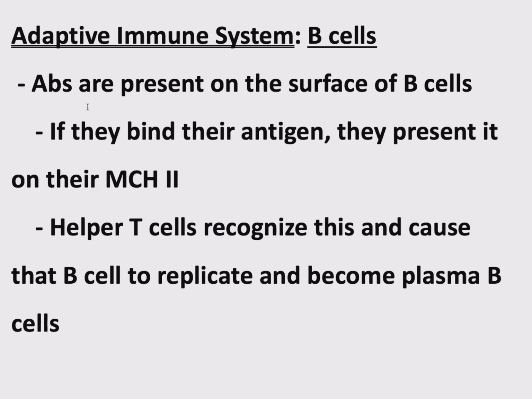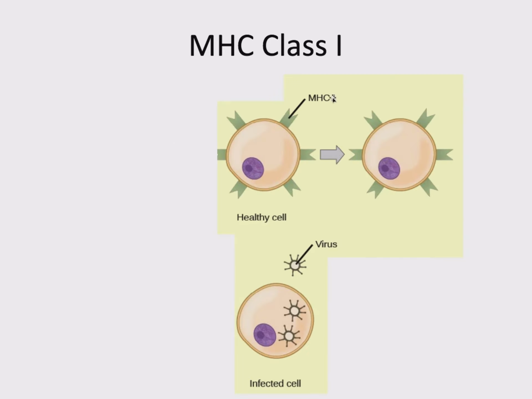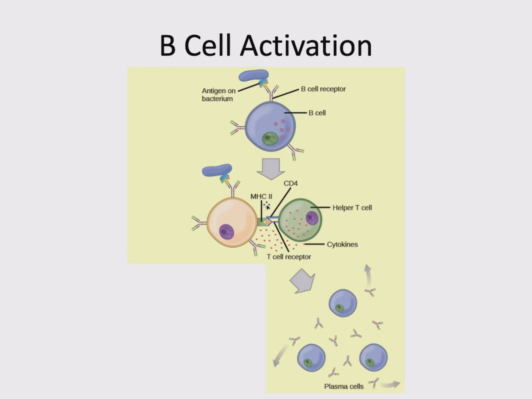So antibodies are present on the surface of B cells. If they bind their antigen, they present it on their MHC2. Again, MHC class 1 was something that every single cell in the body has to say, hey, this is what I've been working on. MHC class 2 is only present on certain leukocytes. And here's this B cell, showing the world, hey, I've encountered this antigen. Is this something bad? Is this something important? And it takes the helper T cell recognizing that to say, yes, it is.